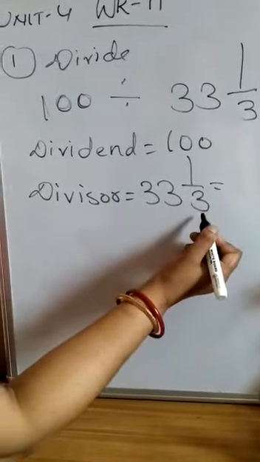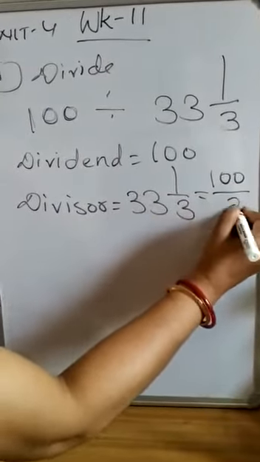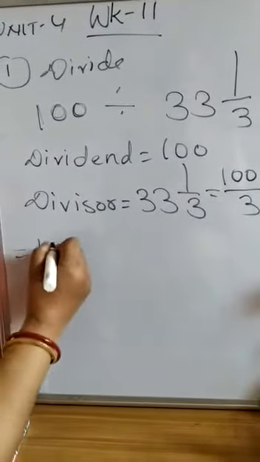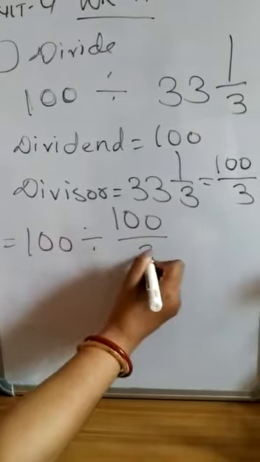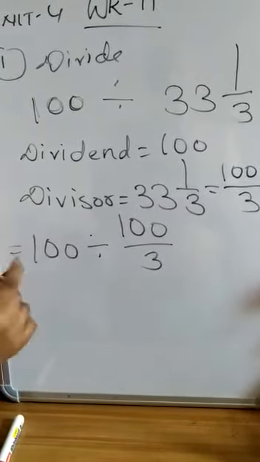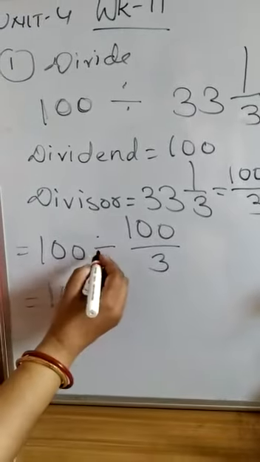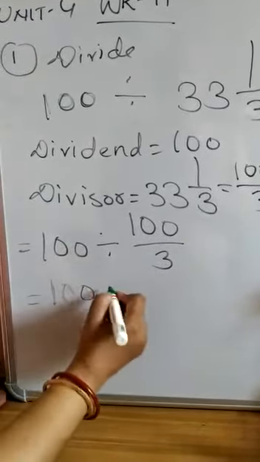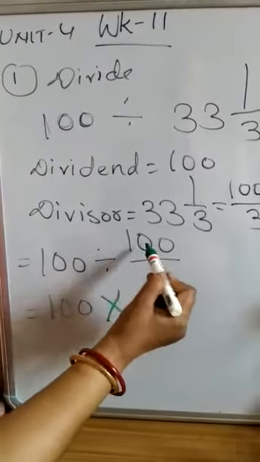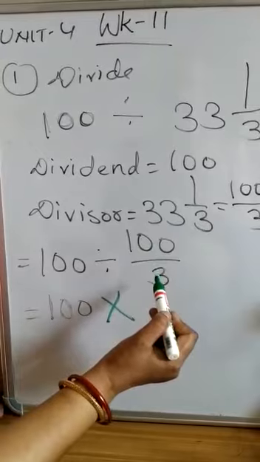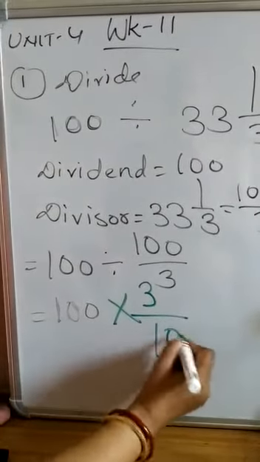33 times 3 is 99, 99 plus 1 is 100. So it is 100 by 3. Now write down 100 divided by 100 by 3. Okay. Now in order to do division, I will write down the dividend as it is, 100. Now the division sign is changed to the multiplication sign, and for the divisor 100 by 3 we have to write down the reciprocal of 100 by 3, that is 3 by 100.